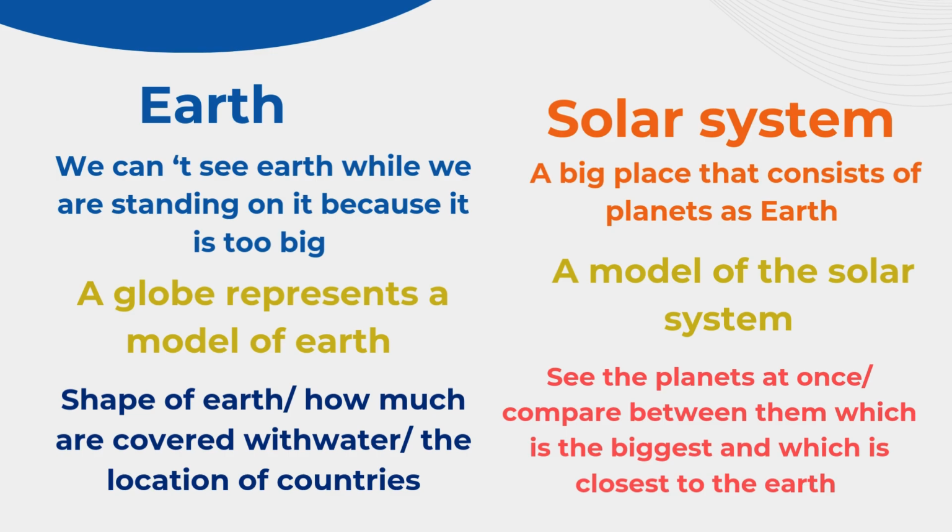So we can make a model for the solar system to see the planets at once. All the planets are in front of us, so we can see them at once and compare between them, as Jupiter is bigger than Earth and Mars looks like such a planet, and so on. We can see which one is the biggest and which one is the closest to the sun or the Earth. This is to study the solar system, because it is hard to see it and study it in the real one.